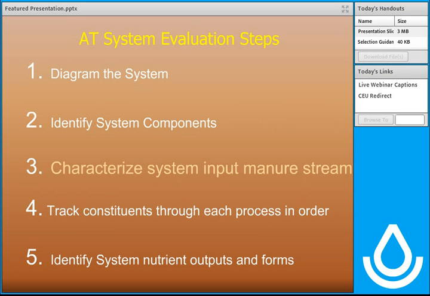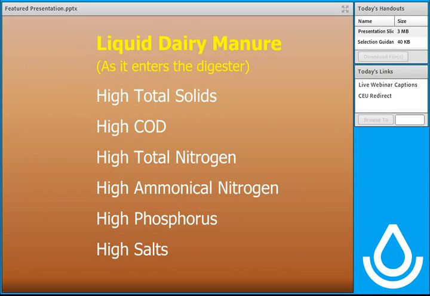Now we move to step 3 to characterize the system inputs. Remember, we didn't have all the information that was needed, and the landowner had not gathered all the information that was needed for a complete analysis with actual values. But we have to remember that this is the starting point, and we have to have as good information as possible for this starting point.